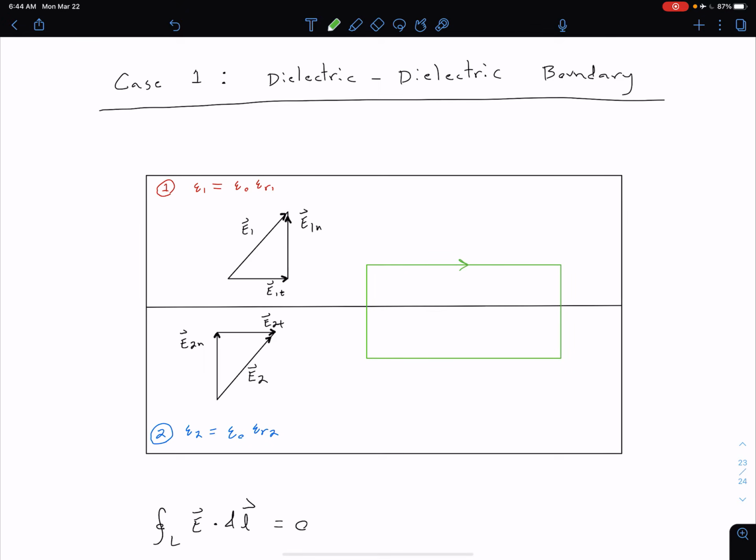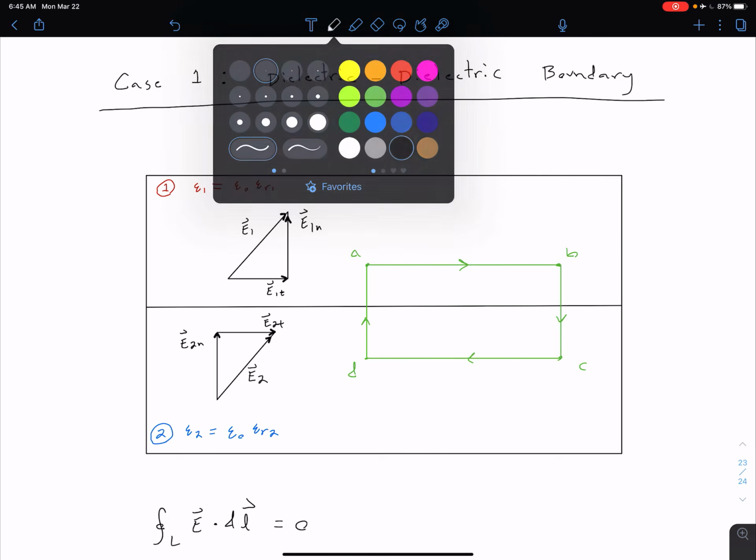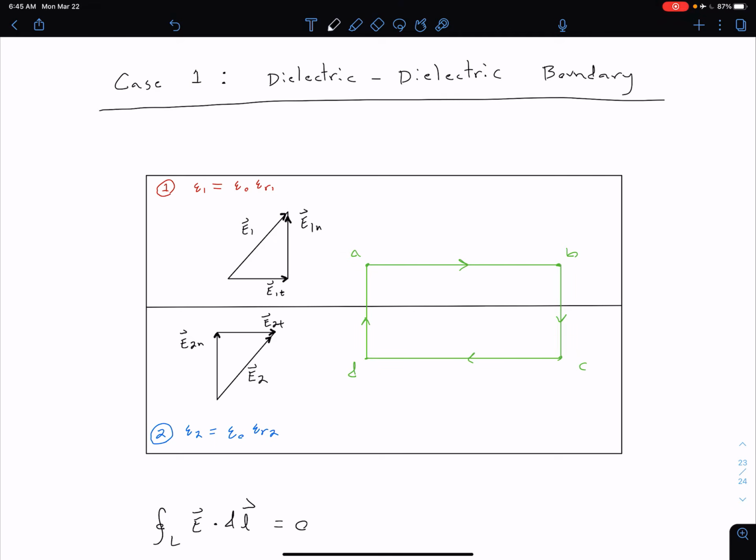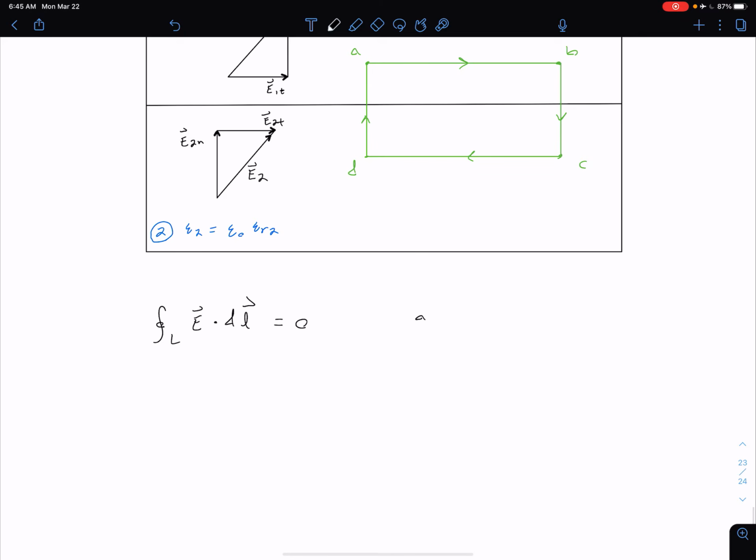Let's arbitrarily say we're moving clockwise around this path. To make things easier, let me label our four corners here. Let's say this is A, B, C, D. So we're going to move along the path A, B, C, D, A.